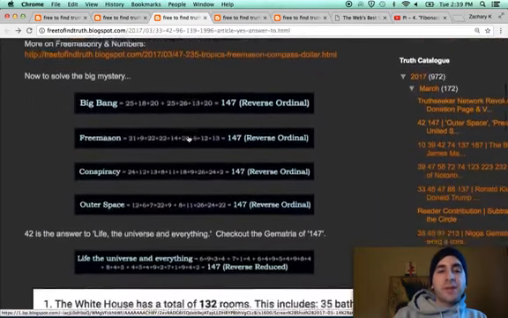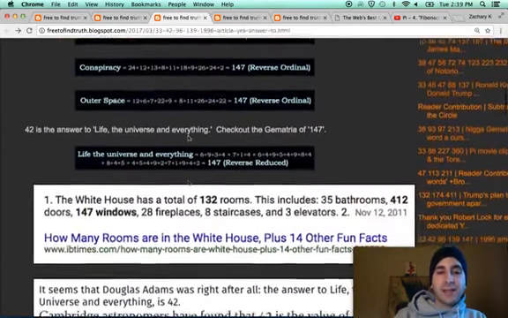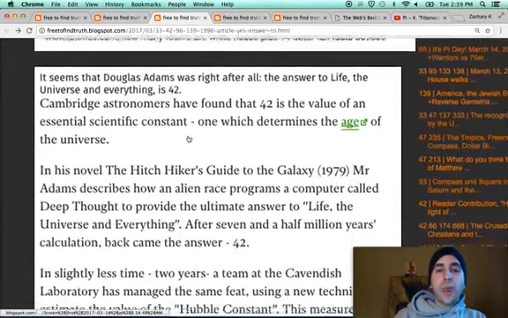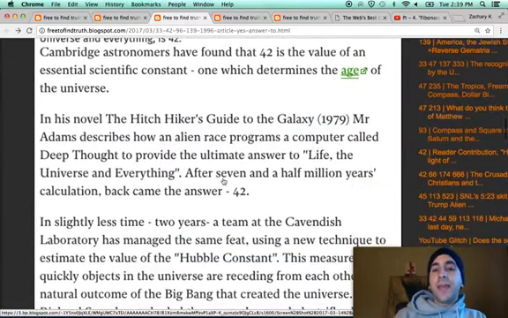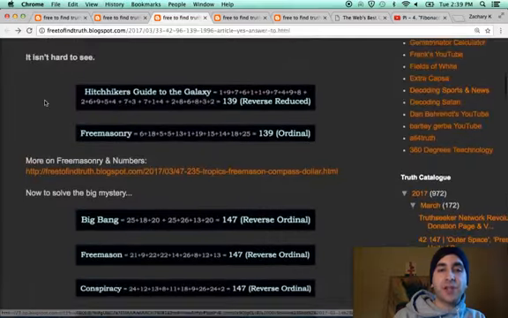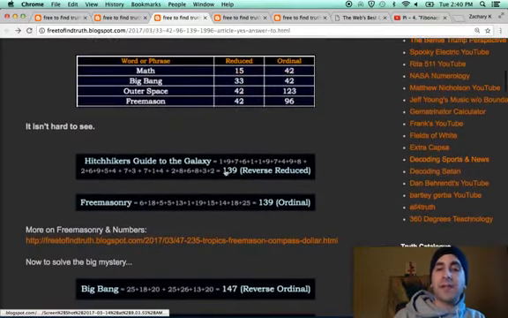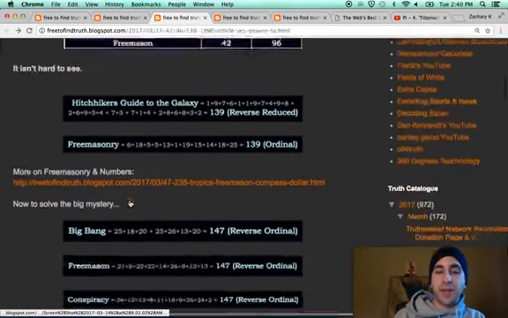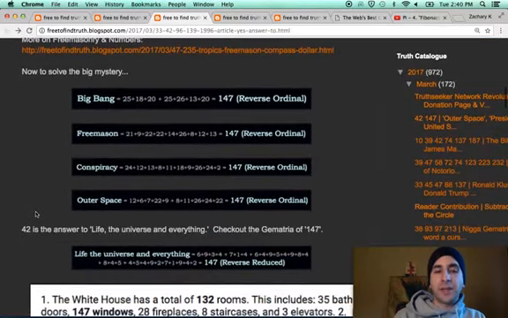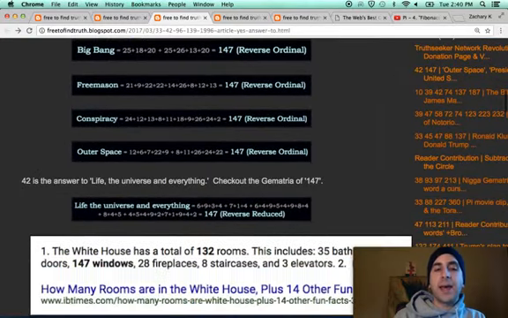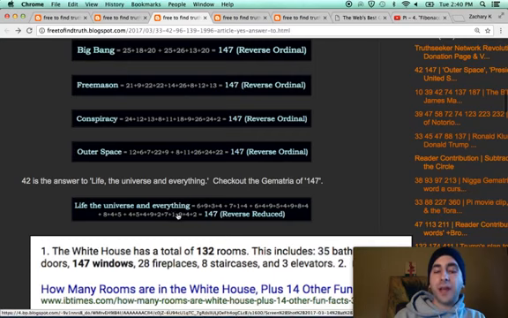So check this out. In the Hitchhiker's Guide to the Galaxy, the way it is written, the answer is life, the universe, and everything. That's what applies to 42. The word Freemason has gematria of 42. Freemasonry, again, 139, like Hitchhiker's Guide to the Galaxy. Look at this. Life, the universe, and everything sums to 147.